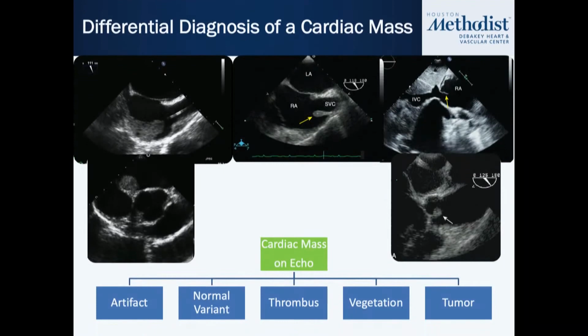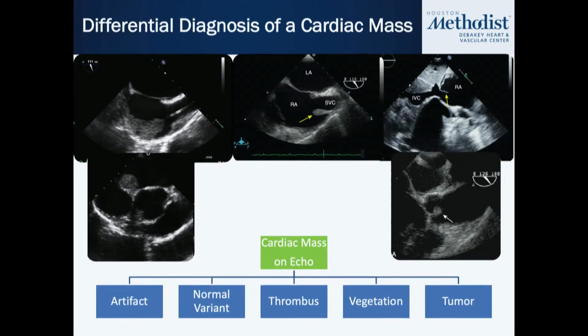So first of all, when we look at a mass on echo, obviously, the vast majority of the time, we start with an echo. So what is the differential diagnosis of a cardiac mass whenever we see it on echo? As Dr. Kurrelmeyer pointed out on multiple occasions, it could be an artifact, it could be a normal variant, meaning it is there, but it is not truly a pathologic finding. It could be a thrombus, it could be a vegetation, or it could be a tumor. And within a tumor we have either benign or malignant, which I'm also going to talk about.